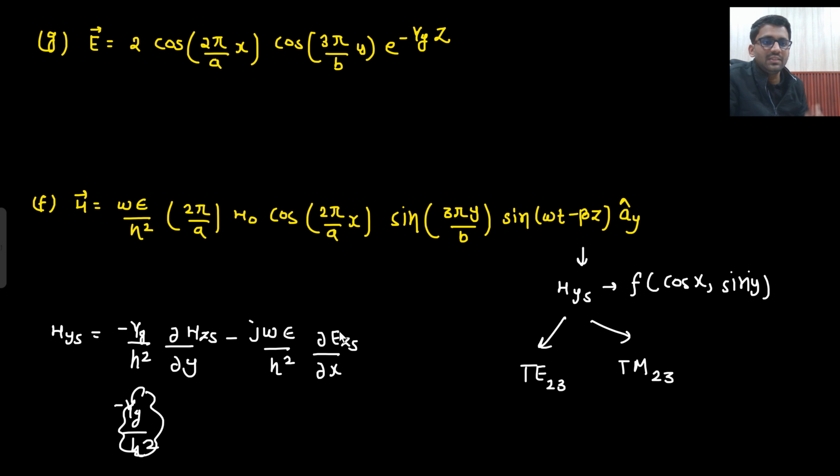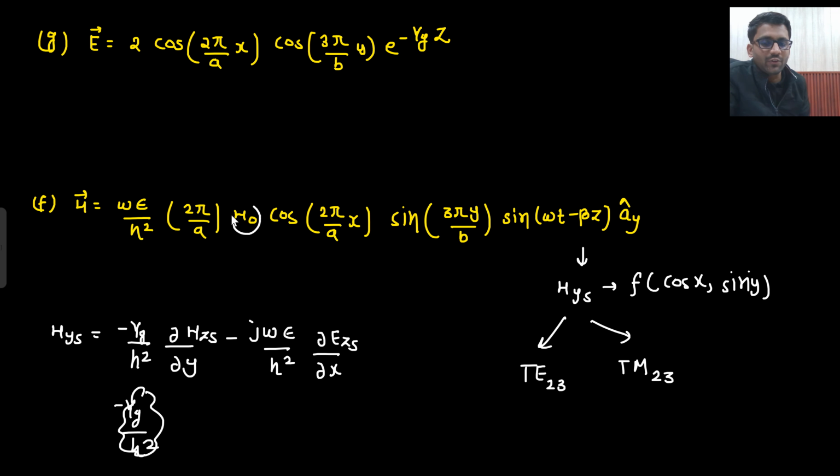If I say my EZS is non-zero, then in the beginning of the expression, what am I getting? Omega epsilon upon h square. So what you will notice is that omega epsilon upon h square is coming. That means certainly EZS would be existing.